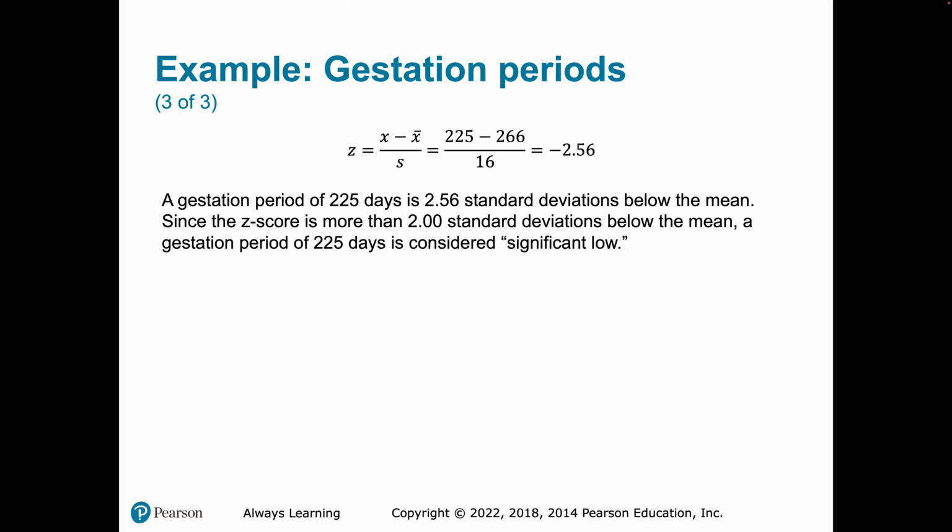Why below? Because it's negative. Since the z-score is more than 2 standard deviations below the mean, negative 2.56 is further down than negative 2, we can say that 225 is considered significantly low.